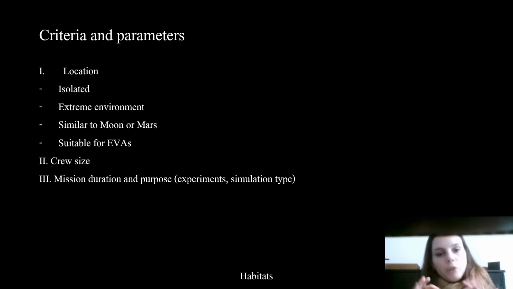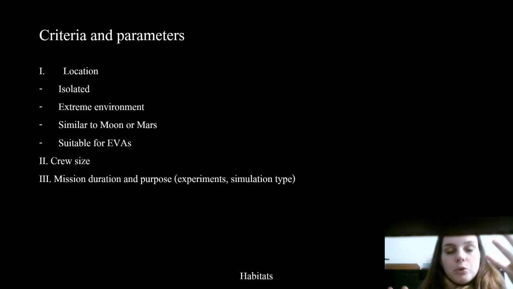So, some of the criteria and parameters for analog habitats. Firstly, the location. Is it isolated? You're going to be isolated, but in a very, very mild environment. It doesn't need to be an extreme environment, which is the second criterion. Are you going to be in the cold? Are you going to be in very warm, very dry, very humid conditions?